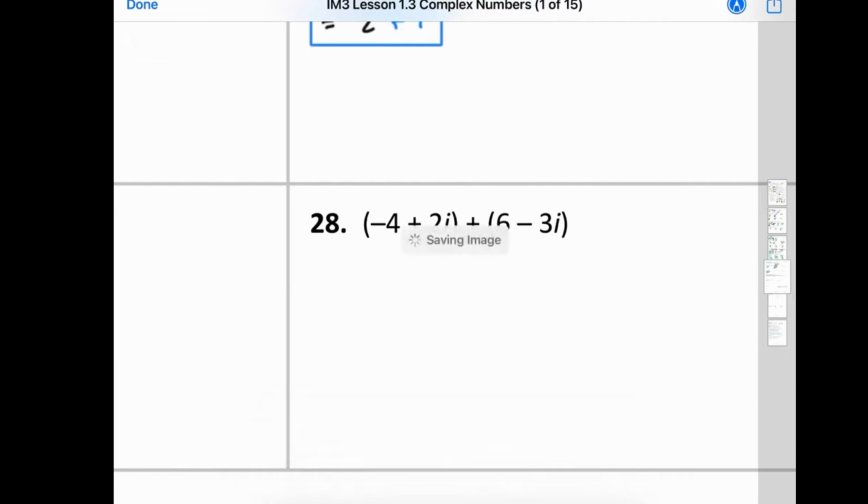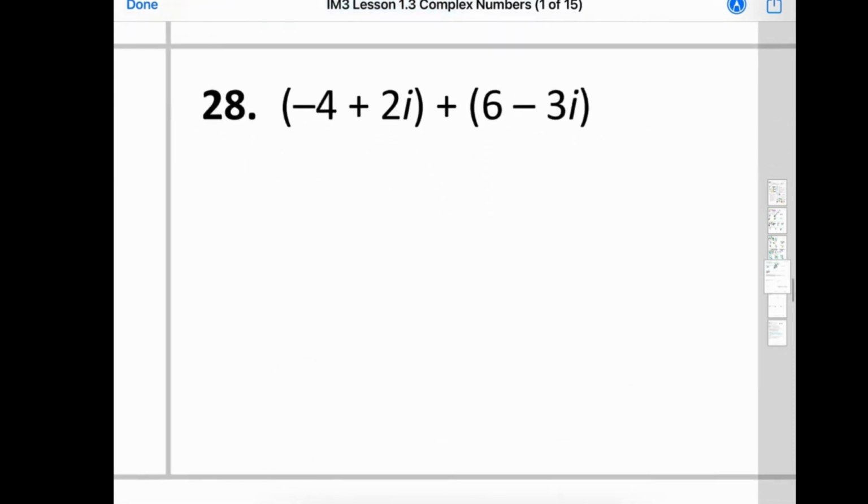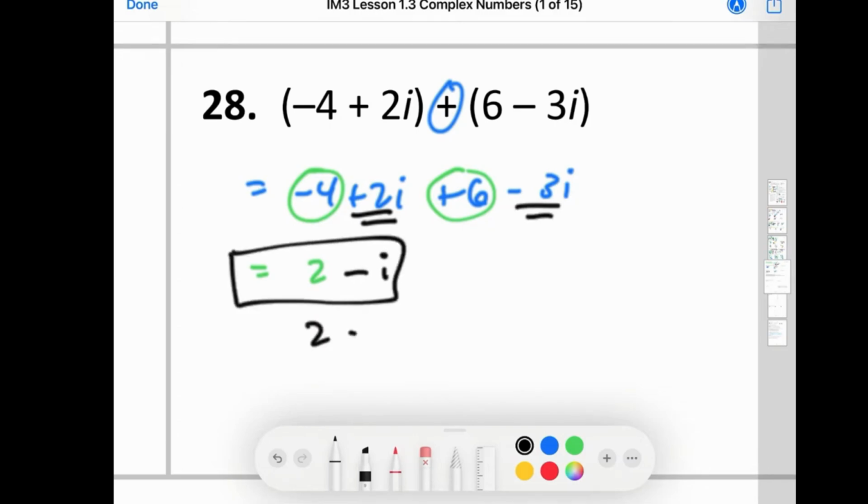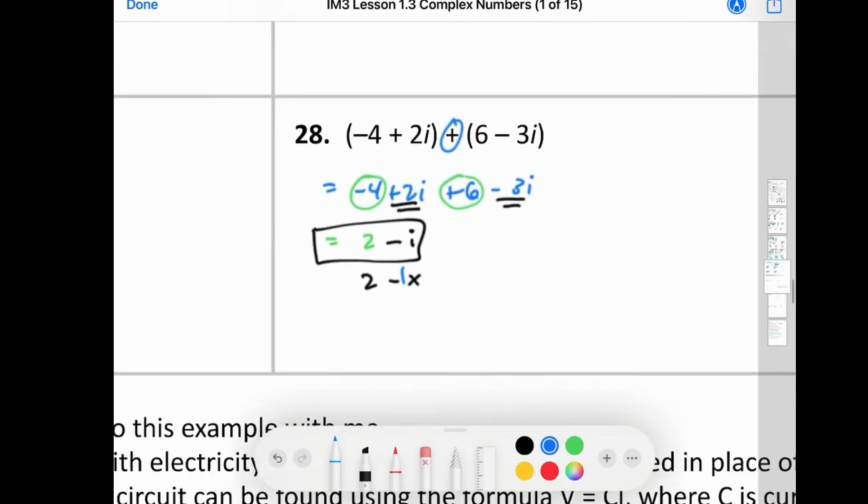Number 28. This one's going to be nice and easy because this is a plus sign. So you don't need all these parentheses. And you can just combine like terms. Super easy. That'll give you 2. And then remember the numbers in front of i, so 2 minus 3 is negative 1i, or negative i. Remember, that's just like 2 minus x. There's always a 1 in front. Does that make sense? Hopefully that helped.